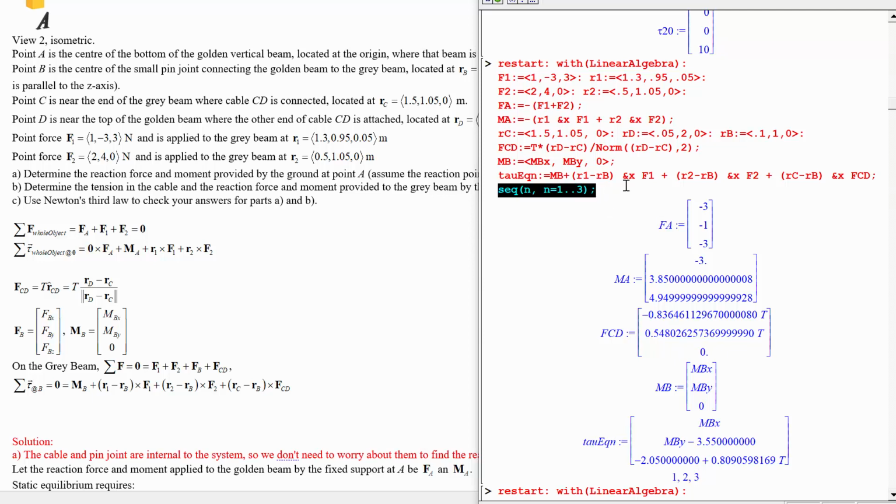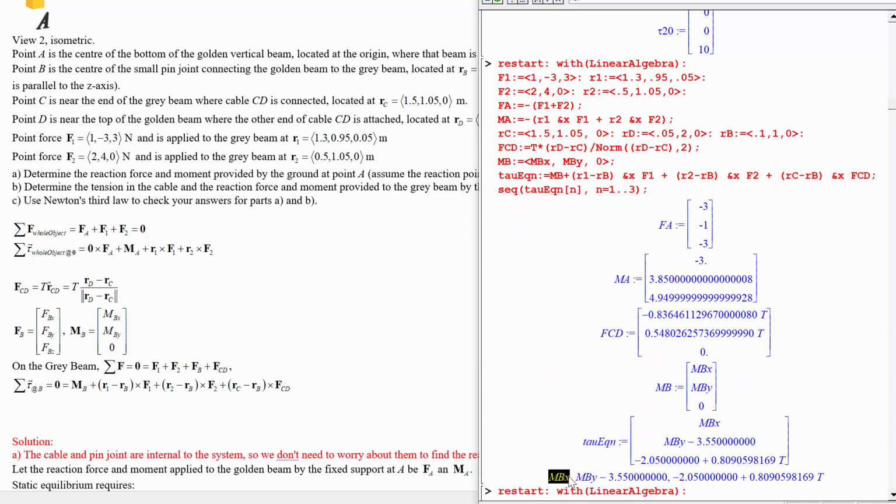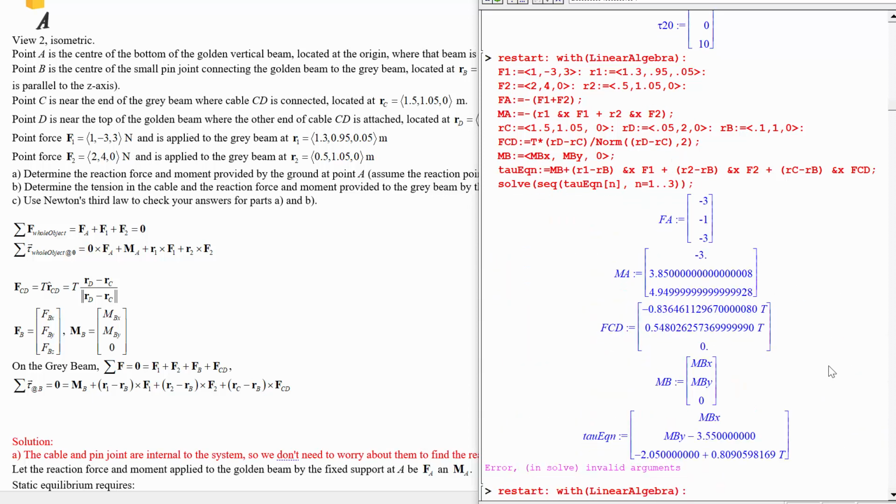That's pretty useful for this, because now we can pull out the three different equations from the torque equation. So we'll say sequence tau equation n equals 1 to 3. This is going to use the subscripting thing to get the components from this vector out as a list of comma separated terms, which we can then put into the solve function. Whoops. Where did I mess up? Oh yeah, we have to put that into a square bracket to make it the first argument we're giving the solve function, the set of equations.